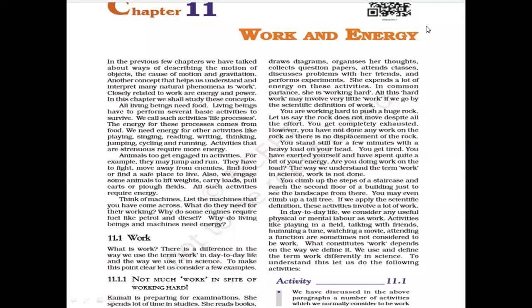Hello students, welcome back. Let us continue to study the chapter Work and Energy. In our previous classes, we've been discussing what work was. Work was force into displacement. Then we also learned about energy.